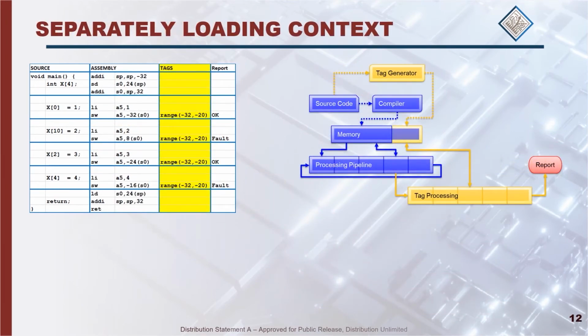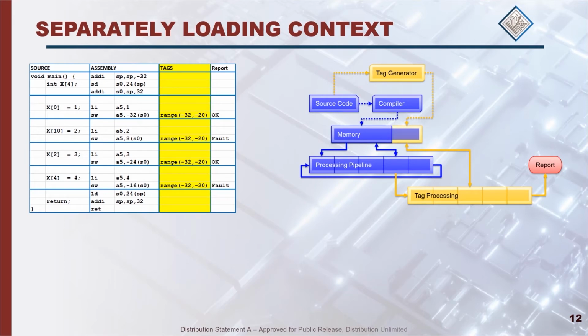So how about another approach for getting this context to the compiler? In this particular slide, we're going to discuss the concept of separately loading that context into the tag processor. Once again, we have on the left the same source code, the same assembly. In this case, nothing has been changed because nothing has changed with the source code. But what we're going to do is produce tags that belong to those particular stores so that those can be checked. Now on the right, you can see that I have added a tag generator. The tag generator is going to go through all of the source code and then figure out what those tags need to be for all of the different instructions.